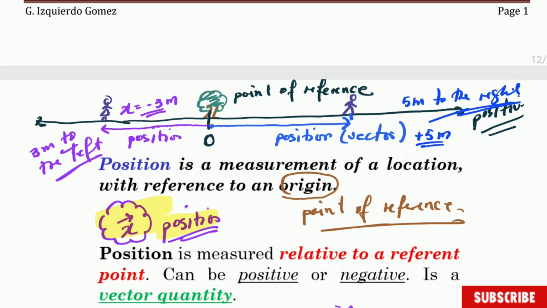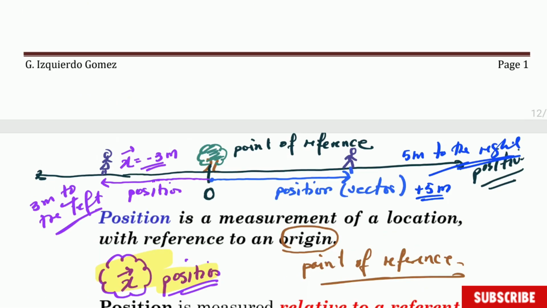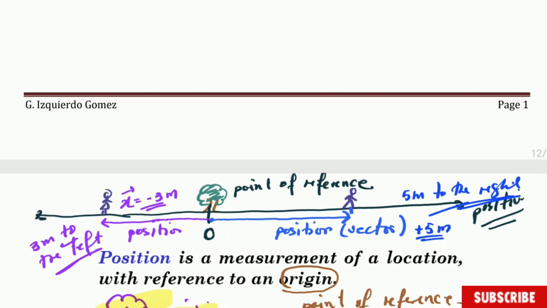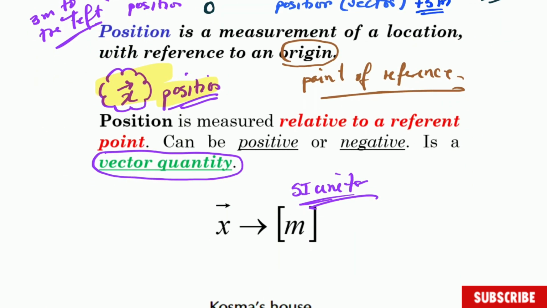Important, the symbol of position. There we go. So guys, this is in terms of position. It's quite simple, very, very important. It is a vector quantity. I think this is a very important statement. You have to take note, please. Position is a vector quantity. The symbol is X with an arrow on top.